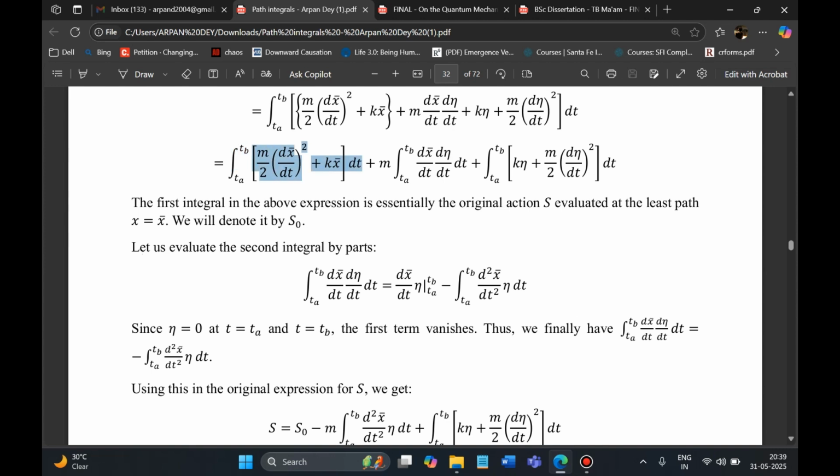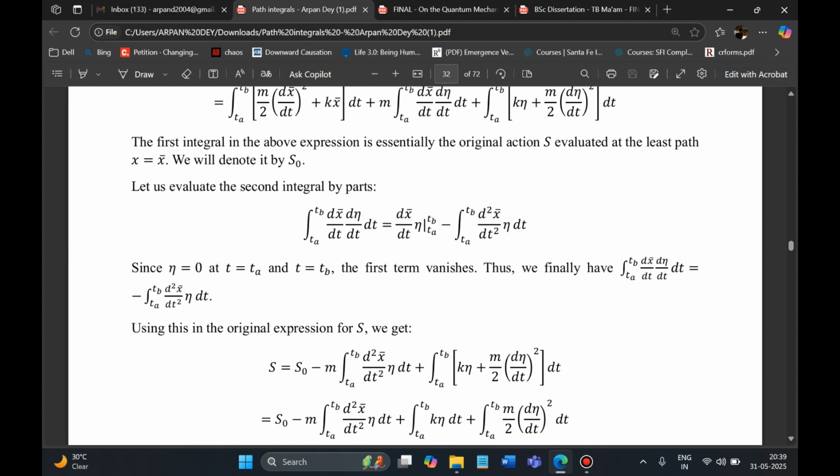So this is S naught. Okay, fine. Now let's look at this integral. Let's evaluate it by parts. So integration by parts, we all know that we have a formula for integration by parts, right?